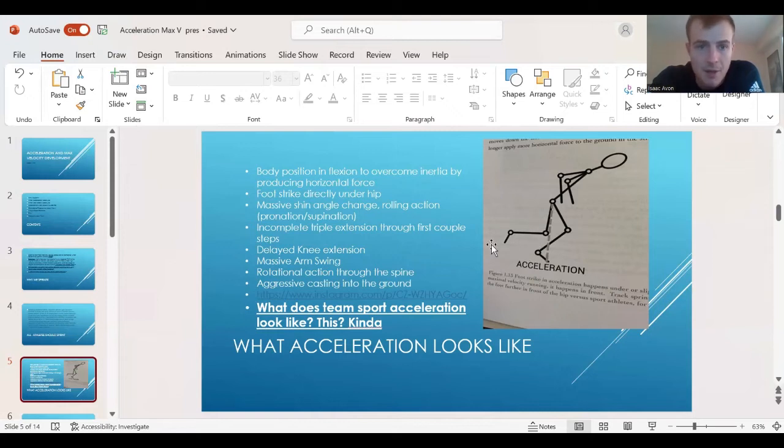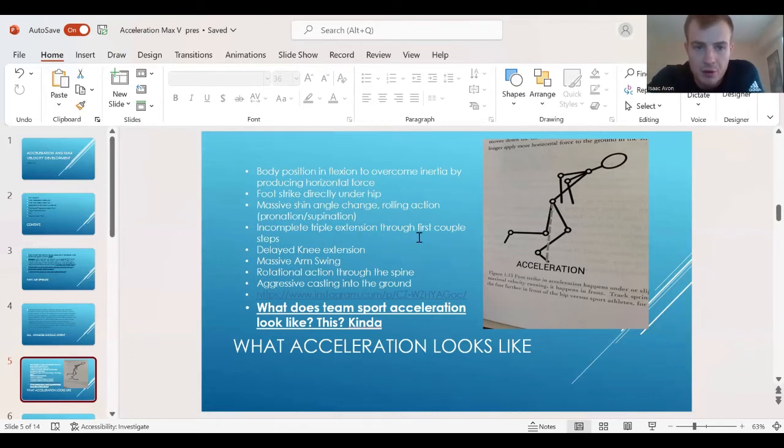You can see by this line a massive shin angle change, a rolling action. You can see this roll here. It will strike down into the foot and you'll roll off into late stance and then early swing here. Pronation, supination. We'll see a little video coming up, but our foot is going to land in a super pronated position, with aggressive casting out of the ankle there.